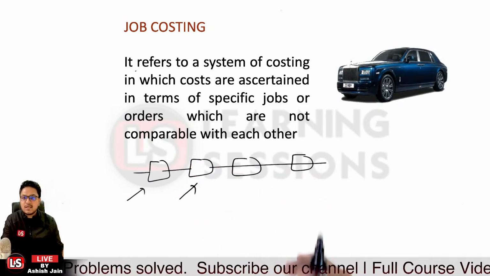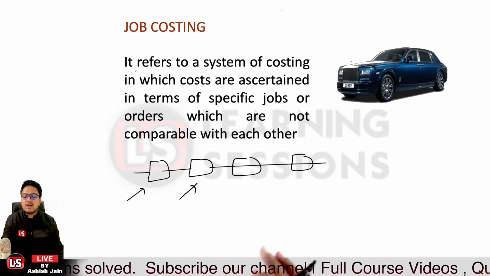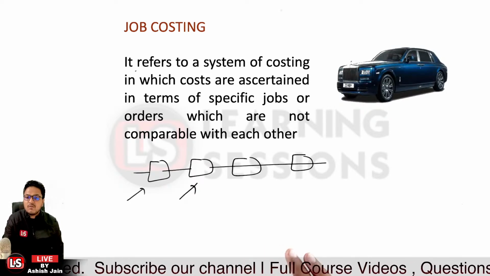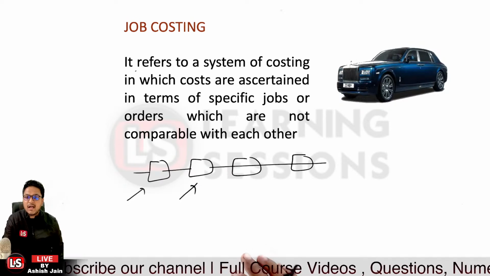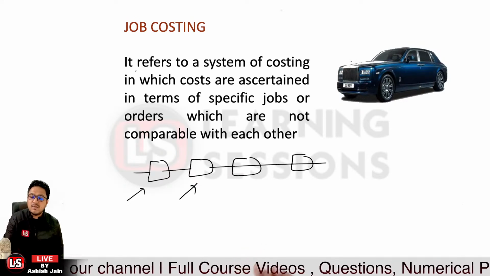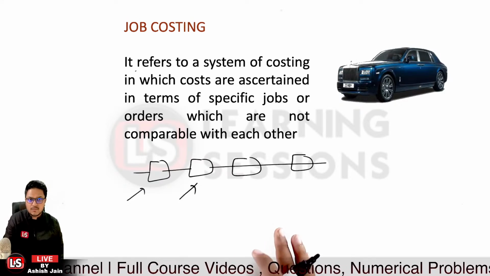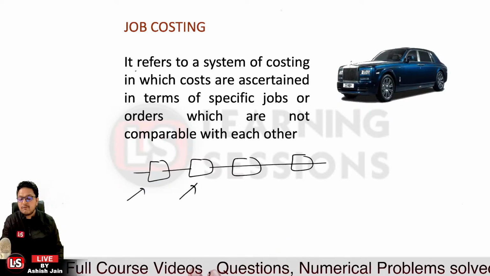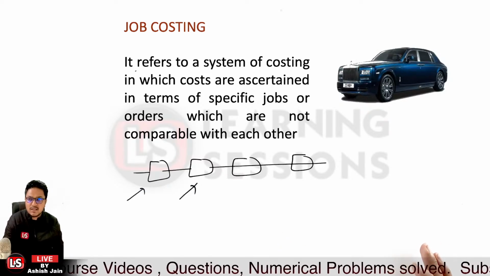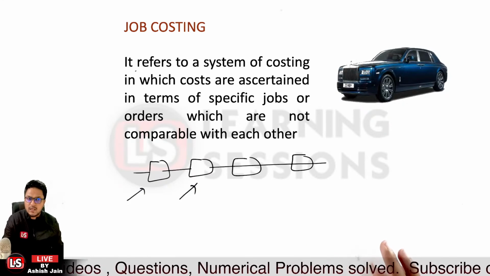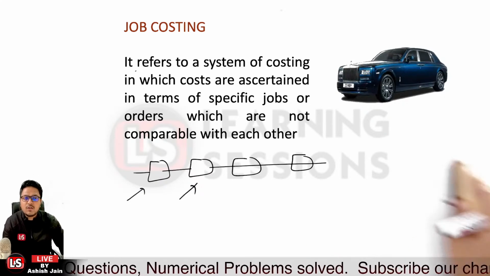So we have different, specific jobs which are not comparable at all, and we ascertain the cost based upon those jobs, so as to get the final cost of the product. That is related to job costing.